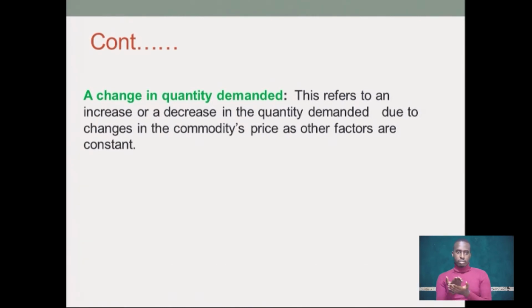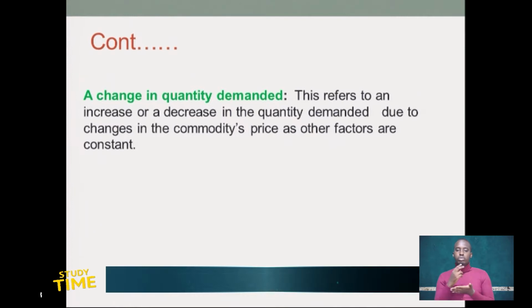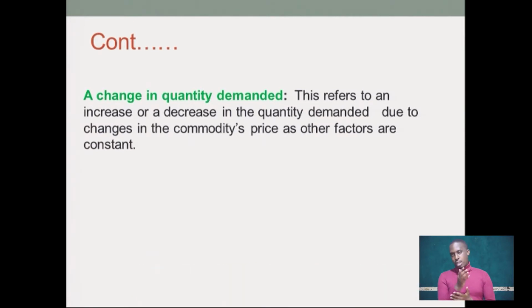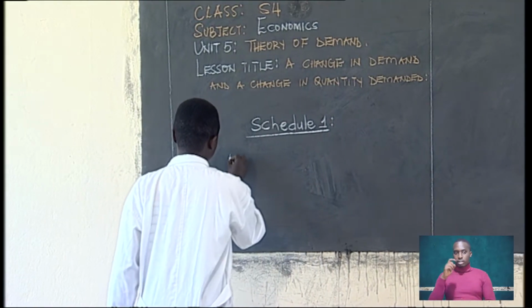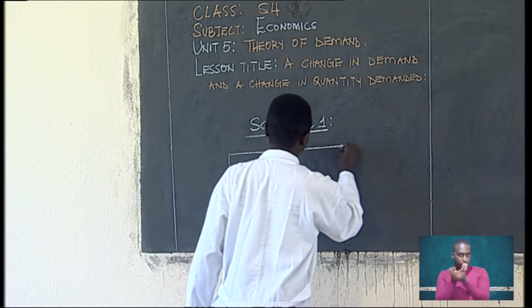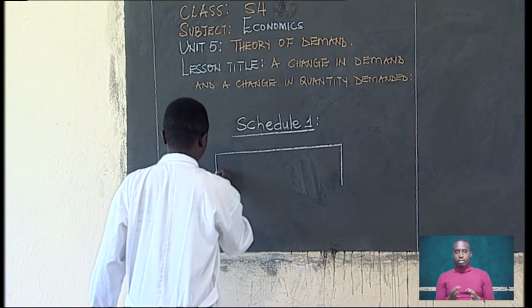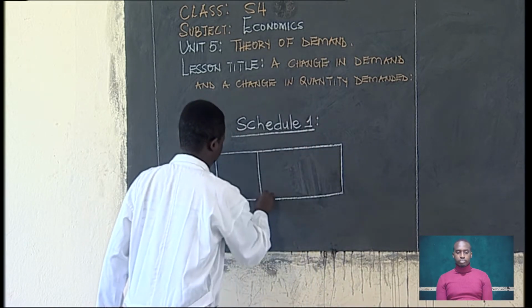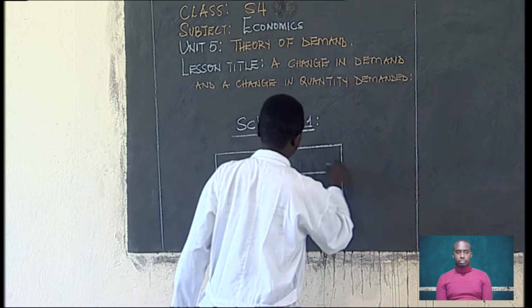Before we explain what it is, I want to put two tables, or schedules, here, and you try to note some differences and tell me what they mean. So we have schedule number 1 here, or I will draw table number 1 here. From this, I will need you at least to analyze and tell me something.